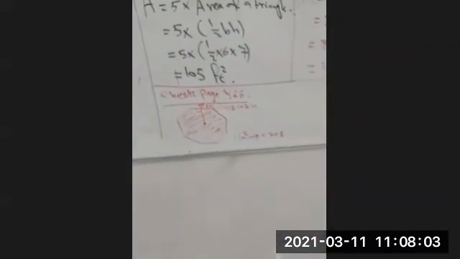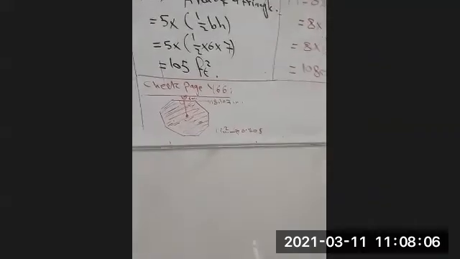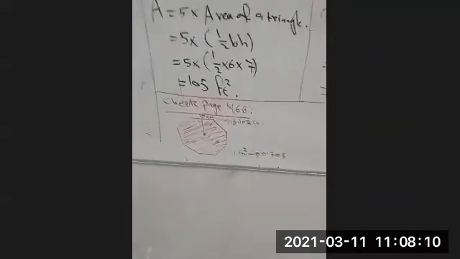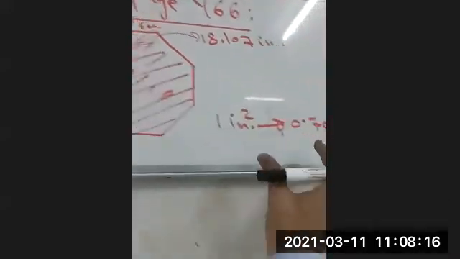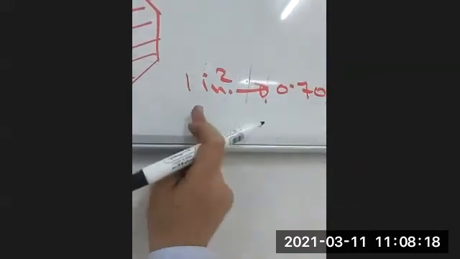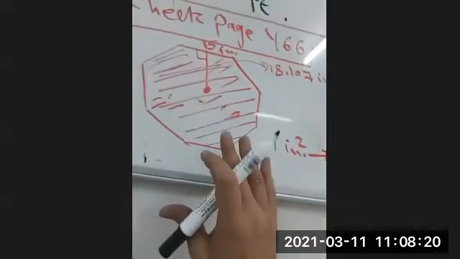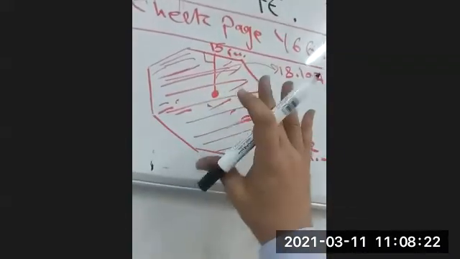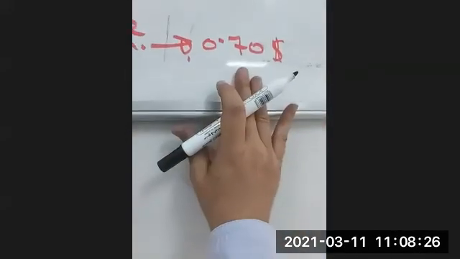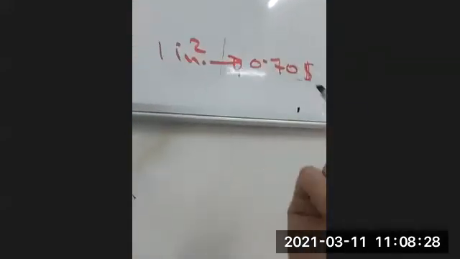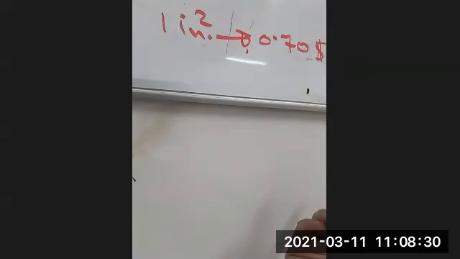Now, what's the first step to know the whole cost, Abdul Hamid? What do we need to find? We will find the area of the octagon. First step, guys, we know the cost of each 1 square inch. But to know the total cost, we need to know the whole area, then multiply by this number. Multiply, not divide.